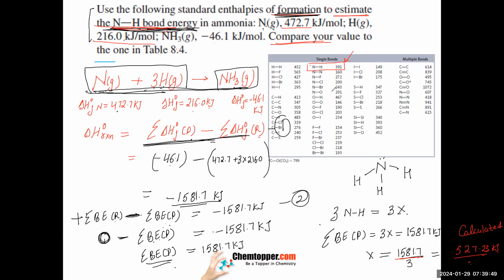Compare means now give the reason why they are different. Why are these values different? Because these are average bond enthalpies, and this is accurate for this N-H bond in ammonia. This is accurate; this is average, the average of all chemical environments, whereas this one is actually in NH3, right? So this question is clear, Sanjana?